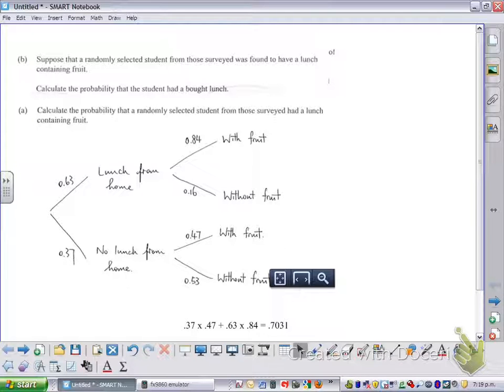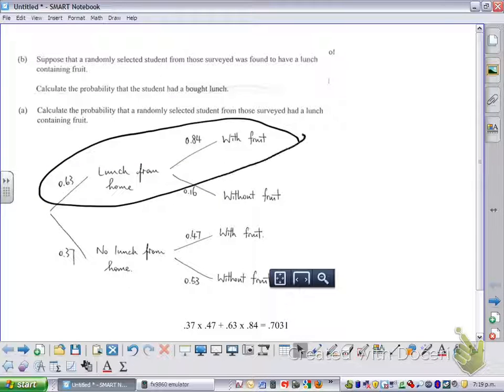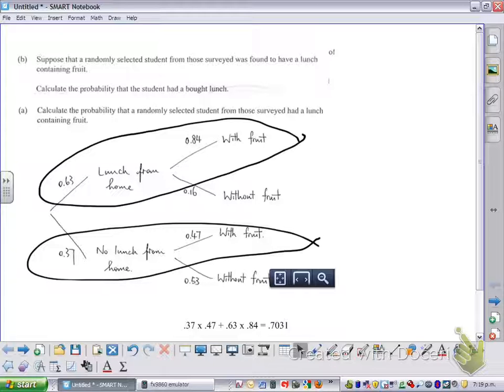Okay, the A part of this question is pretty straightforward. No problems with this. We set up the tree. Lunch from home 0.63. That means that bought lunch 0.37. And then you have to calculate the probability that a randomly selected student from the survey had a lunch containing fruit. So we're dealing with this branch here and this branch here, and we're going to times them and then add them together, and we'll get that. And that's not an issue. That's just the achieve part of the question, and that's pretty straightforward.